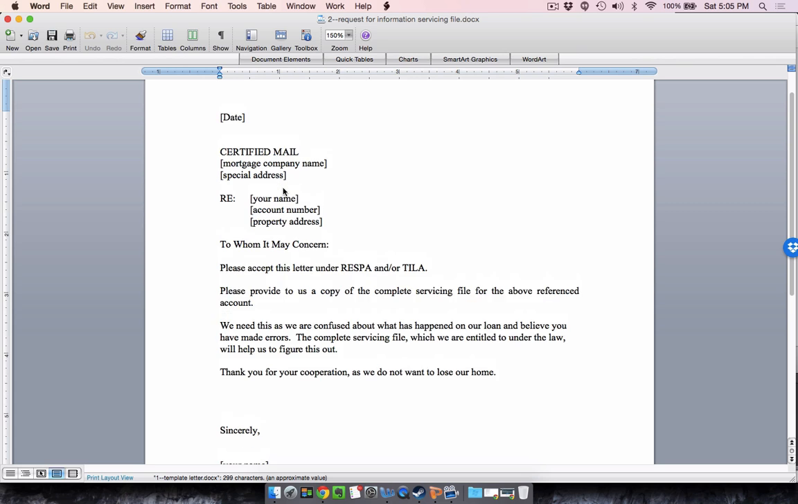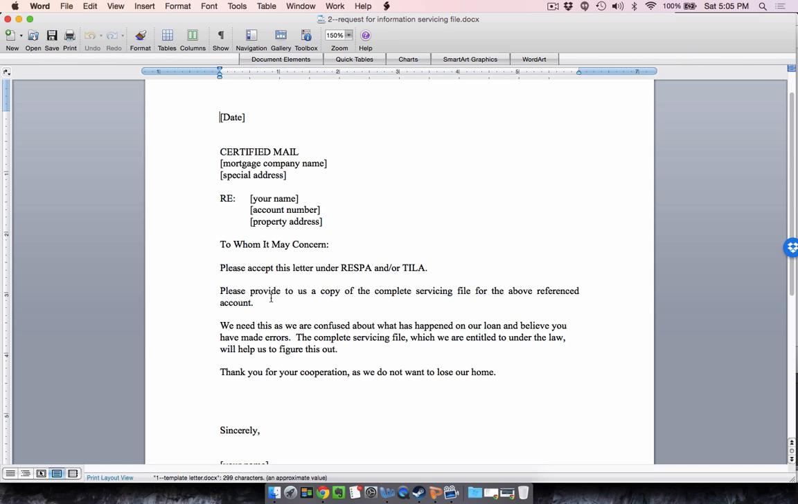Now, the second one, and you'll see up here we have them labeled with a number just so they'll sort, and then a description. So this is a request for information on the servicing file. Again, all this will be the same: you're going to have your name, account number, property address. Please accept this letter. Here's the heart of it. Please provide to us a copy of the complete servicing file for the above referenced account.